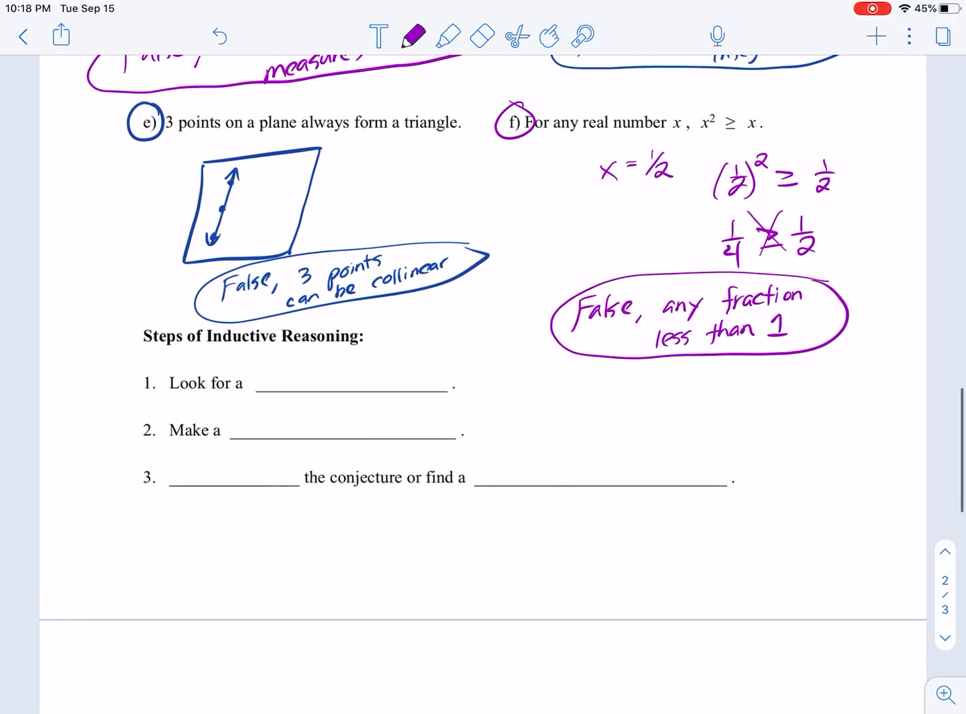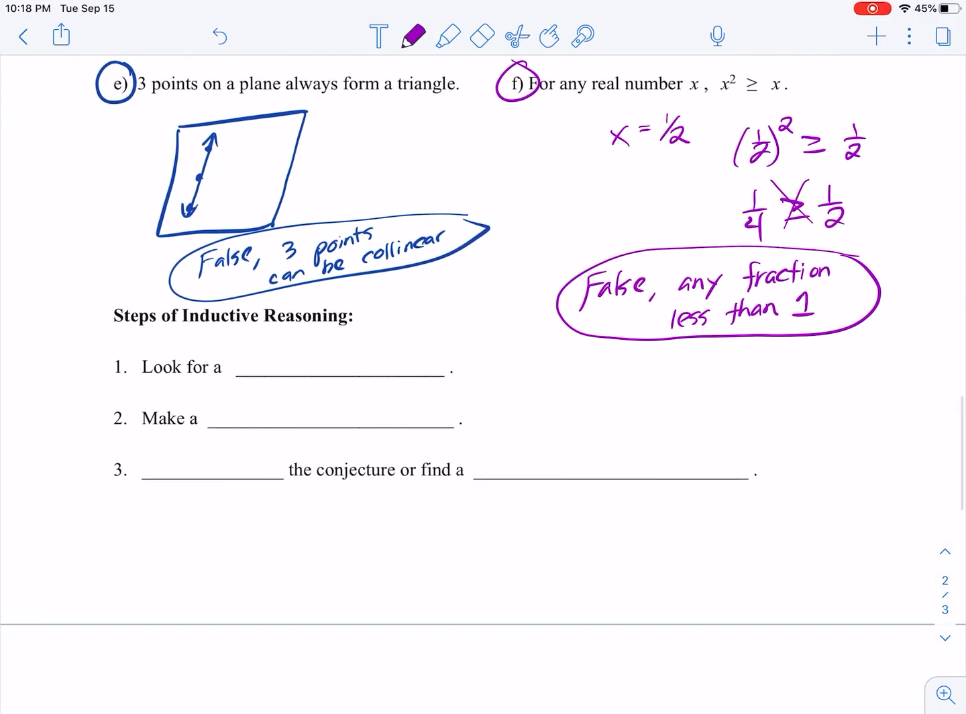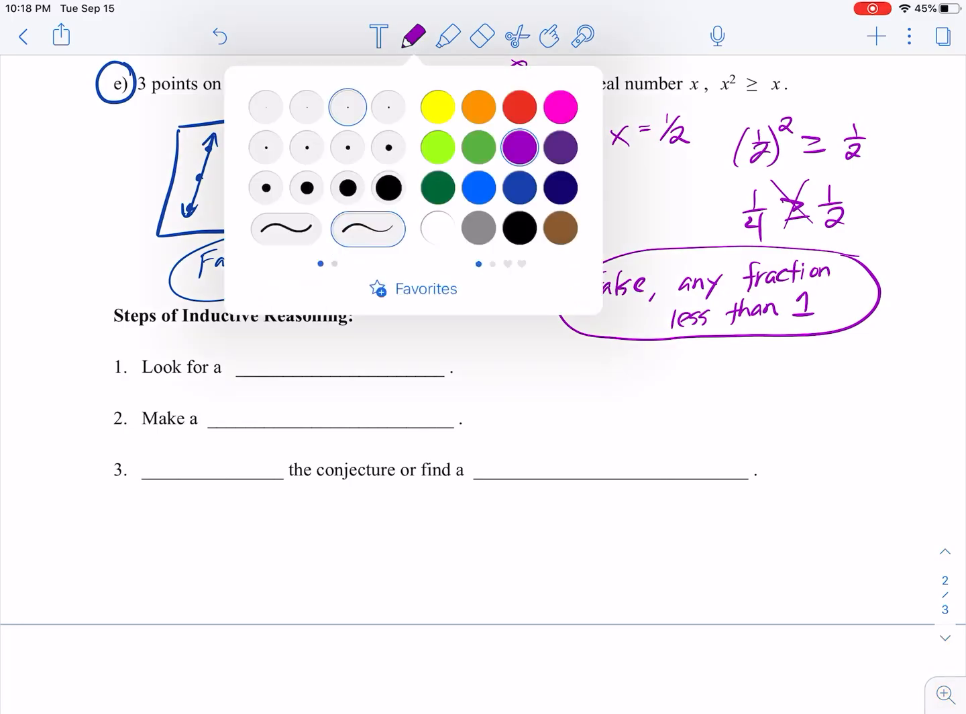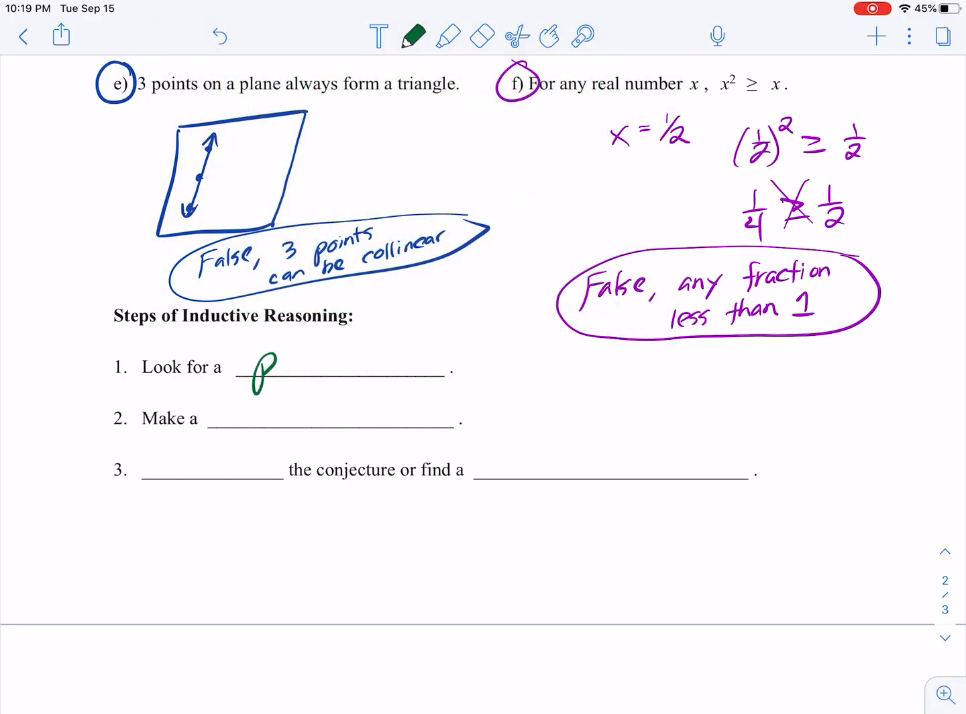And really, just to sum up everything we practiced in this section, the process for inductive reasoning is you are looking for a pattern. Then you are making a conjecture about that pattern. Remember, a conjecture is a statement that you believe to be true. And then you need to prove the conjecture or provide evidence of the conjecture or a counterexample that shows it's not true.